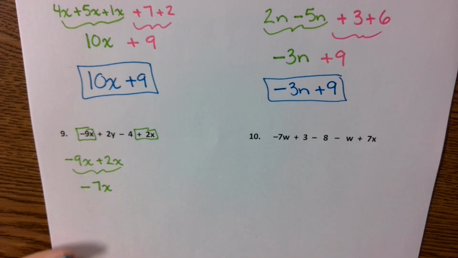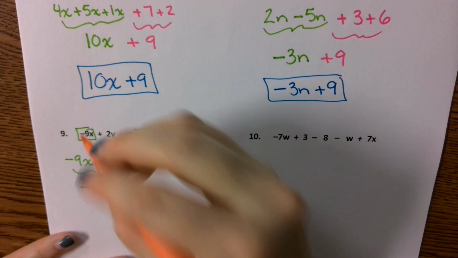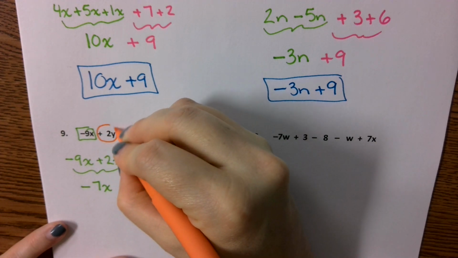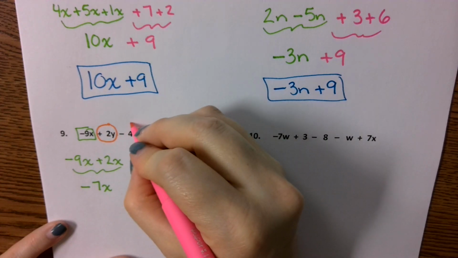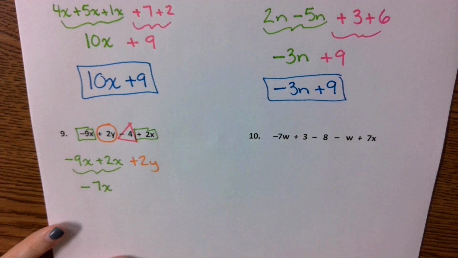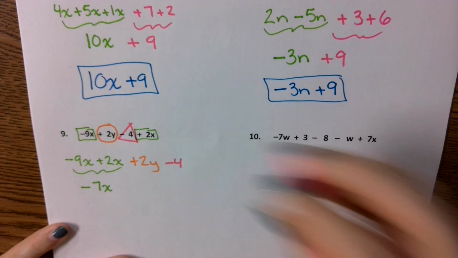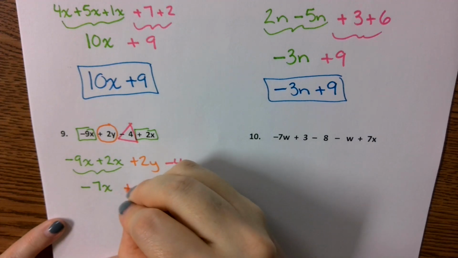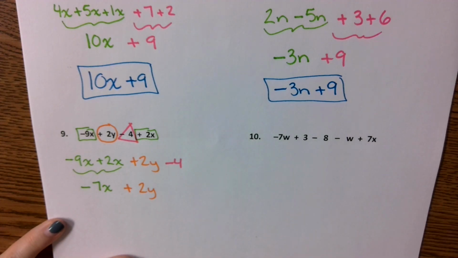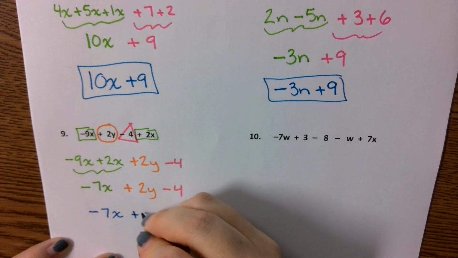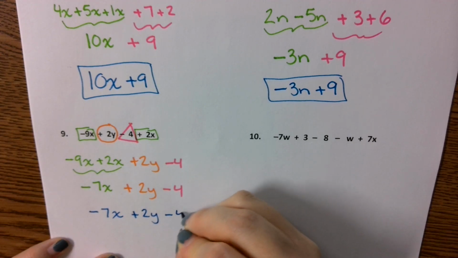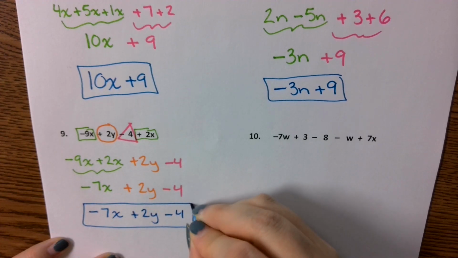Do we have any other like terms in that problem? No, right? This positive 2y doesn't have any other y terms. This minus 4 doesn't have any other constant terms. So they are just going to stay a positive 2y and a minus 4. Our final answer is negative 7x plus 2y minus 4.